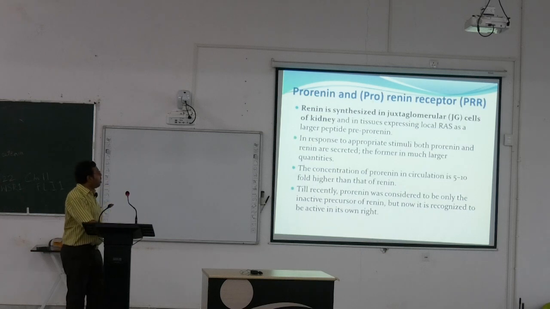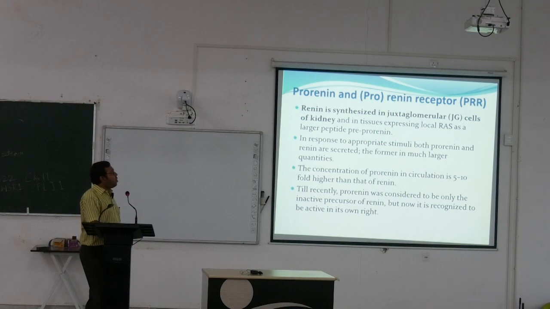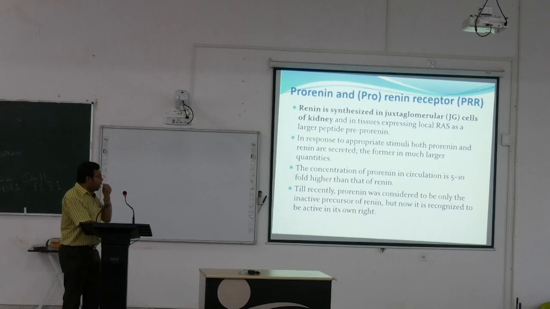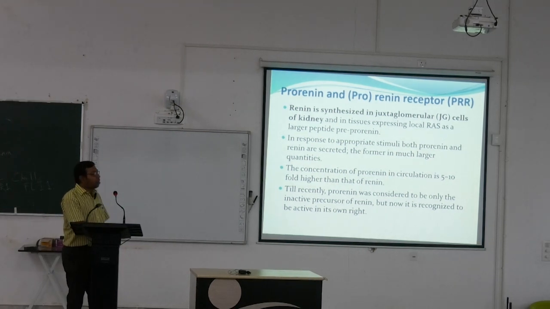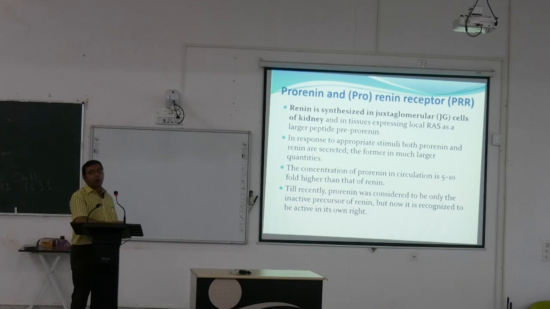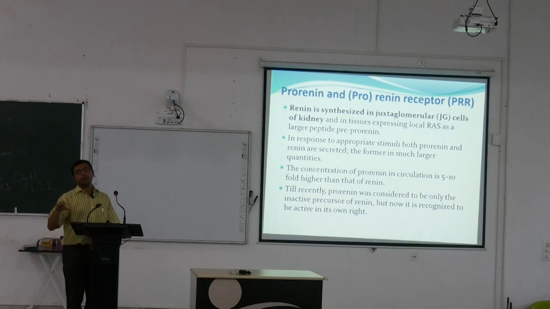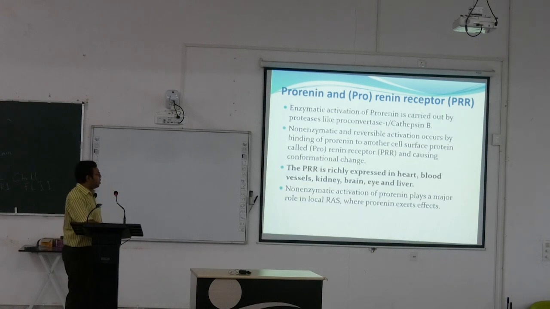Now coming to the prorenin and renin receptor. Renin is synthesized, as I have told, in the form of prorenin. In response to stimuli, both prorenin and renin are secreted, the former in much larger quantities. The concentration of prorenin in circulation is approximately 5 to 10-fold higher than that of renin. Prorenin was considered an inactive precursor, but now it is recognized that it has its own pressor response also in some cases, mostly local responses.